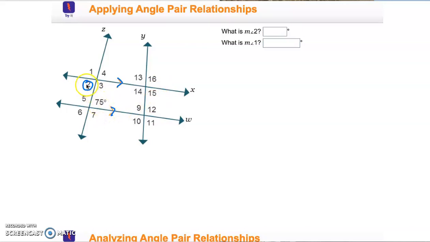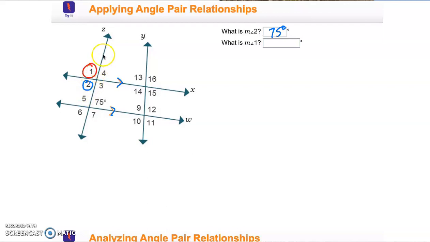So how do we find the measure of angle 2? Well, what relationship do those have? They're on alternate sides of the transversal, and they are inside the parallel lines. So those are alternate interior angles. So they should be congruent. They should both be 75 degrees. Now that we know the measure of angle 2 is 75, how are we going to find the measure of angle 1?